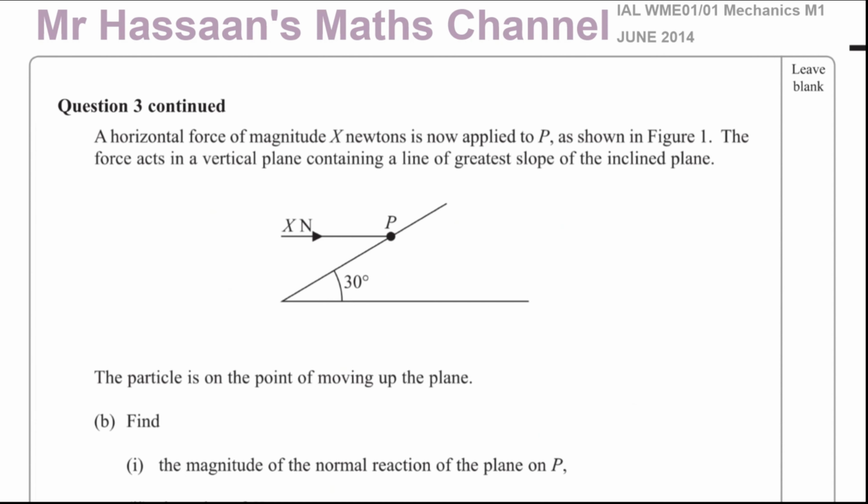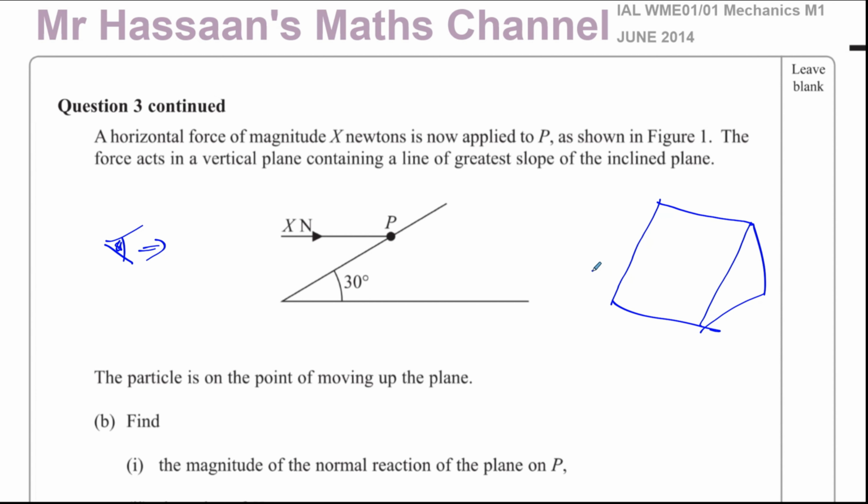Okay, so it says here, a horizontal force of magnitude X newtons is now applied to P as shown in figure 1. This is figure 1. The force acts in a vertical plane containing a line of greatest slope of the inclined plane. All right, some people don't understand what that means. Just imagine we're looking at this from this direction. This is someone's eye looking at this from this direction. If we make a little 3D diagram, they'll be seeing the plane like this.